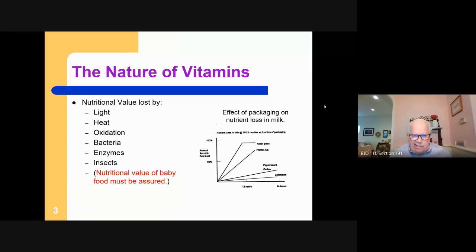You can buy these vitamins at any vitamin store. There's hundreds of vitamin stores, okay? But please realize that you can usually get vitamins from the food that you eat. You don't need to have extra vitamins unless you have a poor appetite or have some medical problem. But realize that if you're going to buy vitamins, they are degraded by heat, light, bacteria, oxidation, enzymes, and insects.